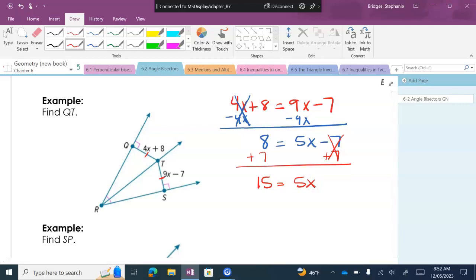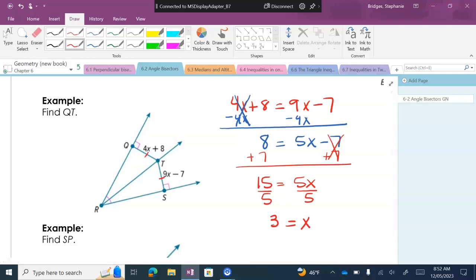What is it that I need to do to get rid of the 5? And so what is x going to equal? 3. But is that what they were asking me for?